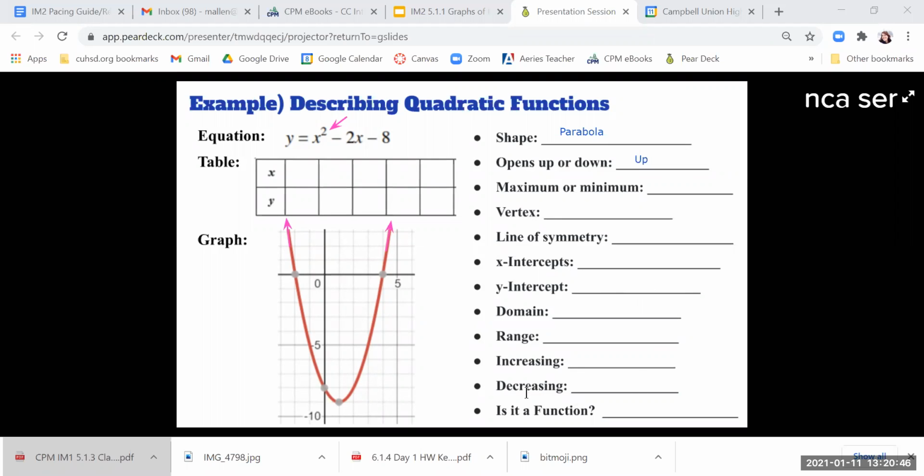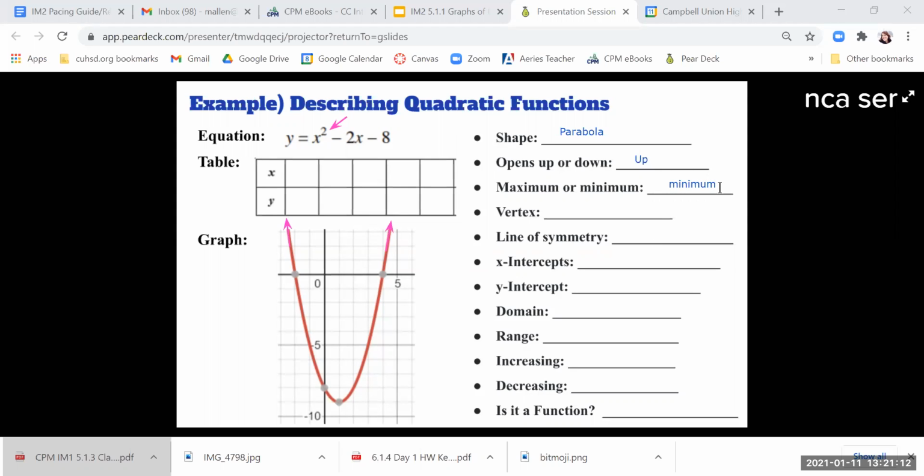And now, because our graph is pointing upward, it's going to continue up forever, which means there is no highest point on this graph. It goes up and up and up forever, which means there's a lowest point. Do you see it's like the valley? So this is our minimum down here. So this graph has a minimum.